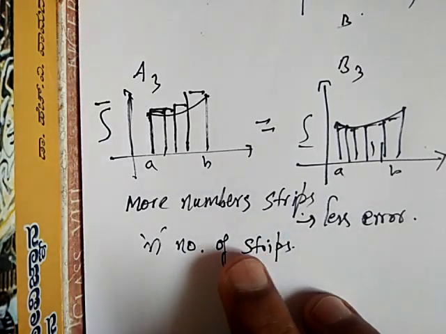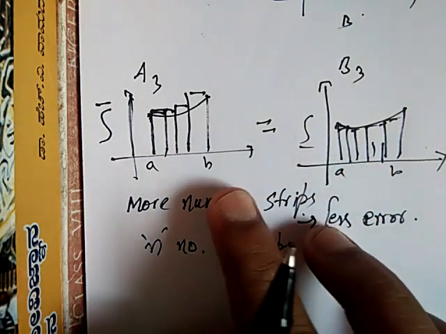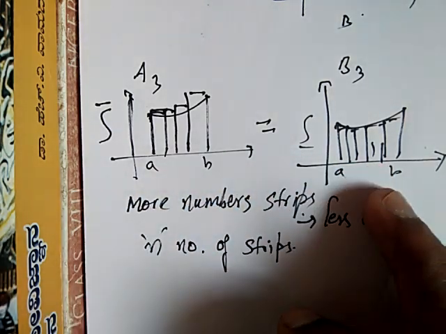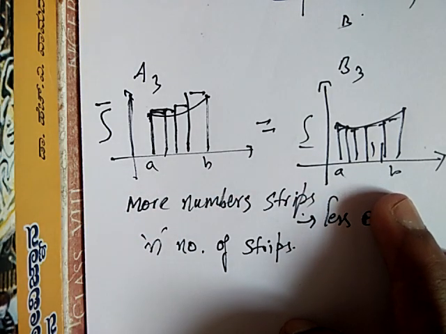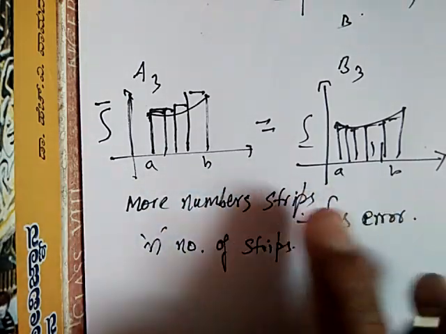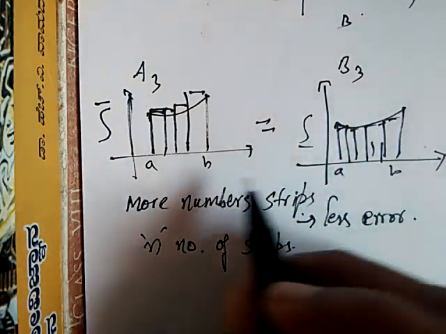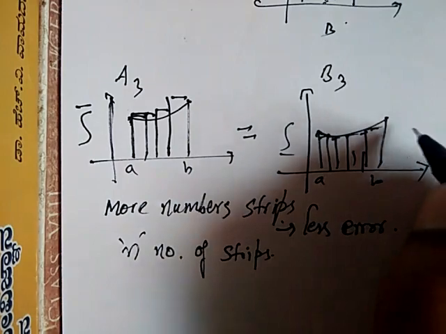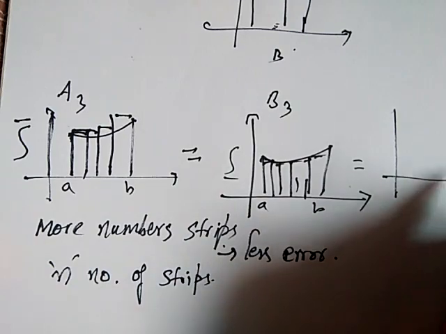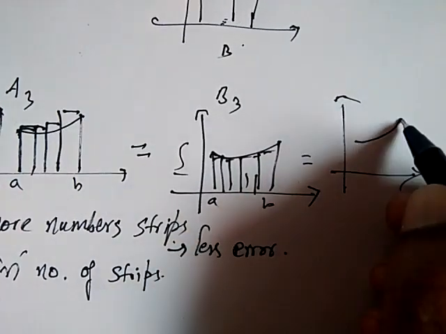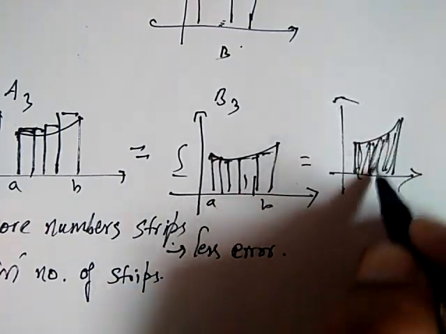As you increase the number of strips, the less error you will get. Then somewhere both will be correct. Then A can sell the plot to B, and neither will get a loss. Both will be correct. Somewhere the upper integral and lower integral will be equal, like in this graph. So for this shaded region it will become equal with less error.